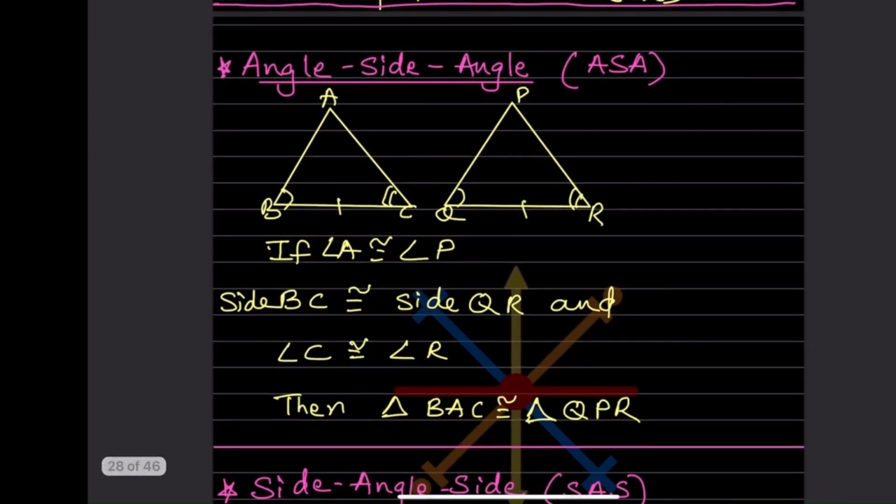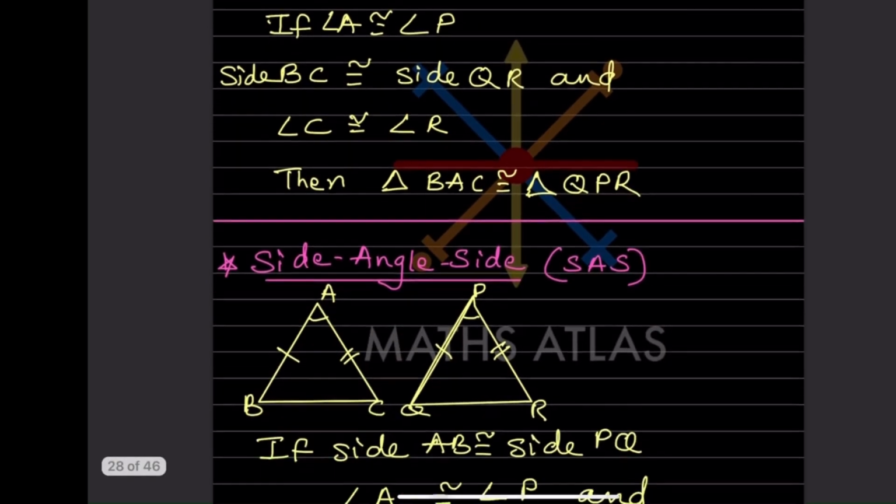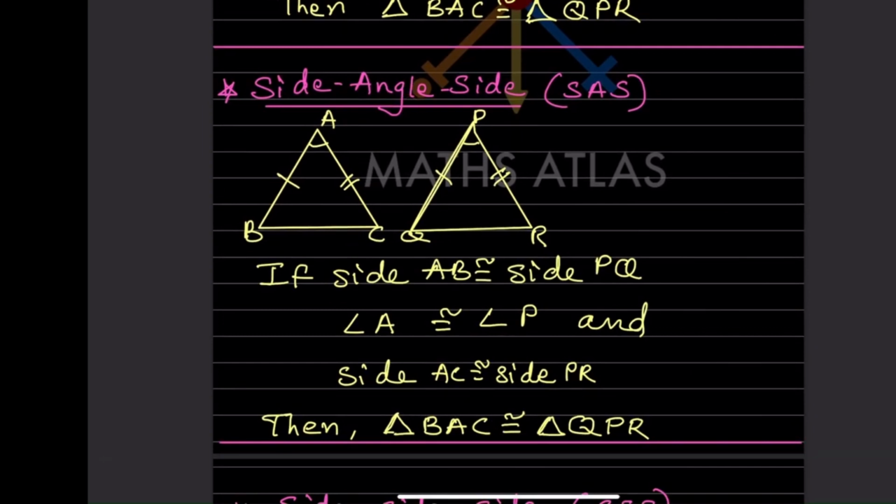Now whenever there is angle, side, angle, this is angle, this is side and this is angle. If angle A is congruent to angle P, then this side BC is congruent to side QR, and angle C is equal to angle R. So we can say triangle BAC is congruent to PQR because these both are congruent. So this should come in the middle. Angle side angle.